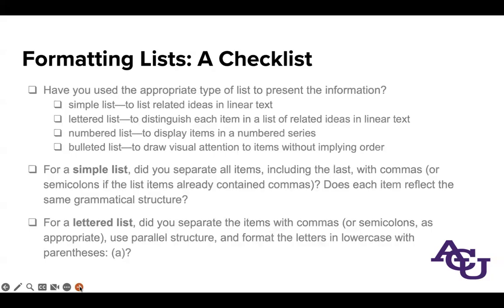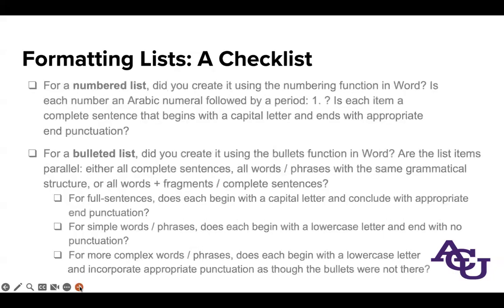If you're using a simple list, did you separate all the items, including the last, with commas or semicolons if the list items already contain commas? And does each item reflect the same grammatical structure? For a lettered list, did you separate the items with commas or semicolons as appropriate? Did you use parallel structure? And did you format the letters in lowercase inside a pair of parentheses?